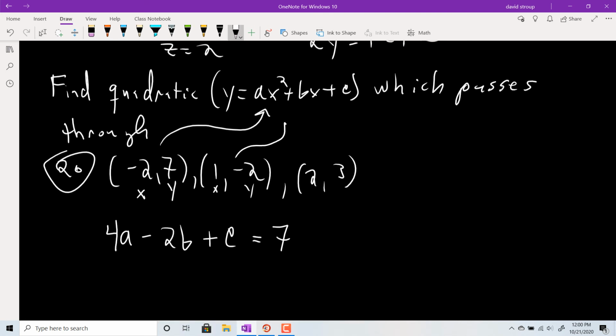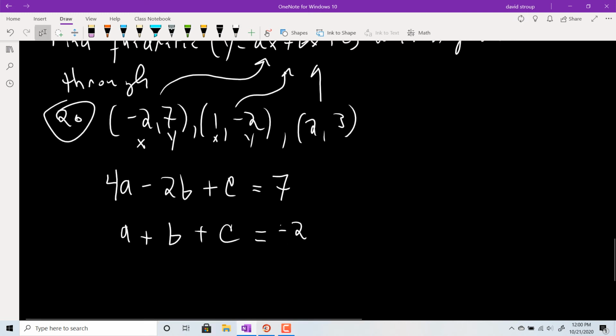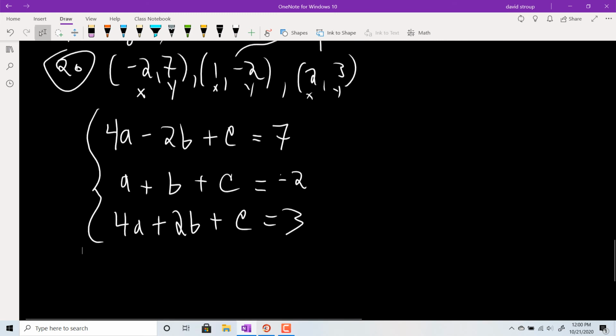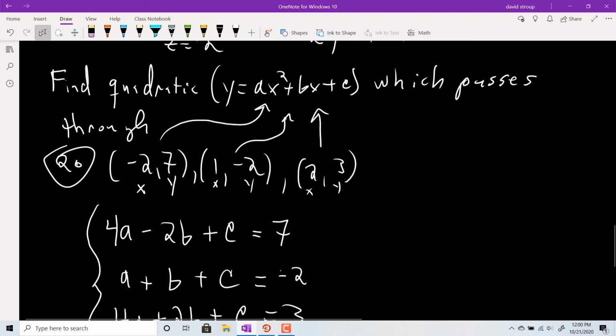Okay, so let's do the second one, plug that stuff in there. I'll have a times 1 squared, which is just a, plus b times 1, which is just b, plus c, and that'll equal y, which is -2. And go on to the third one now, plug that stuff in there. So I'll have a times 2 squared, which is 4a, plus b times 2, which is 2b, and then plus c, and that'll equal the y value, 3. Okay. And there's our system. Now we can solve for a, b, and c, and those will be the coefficients on our parabola.